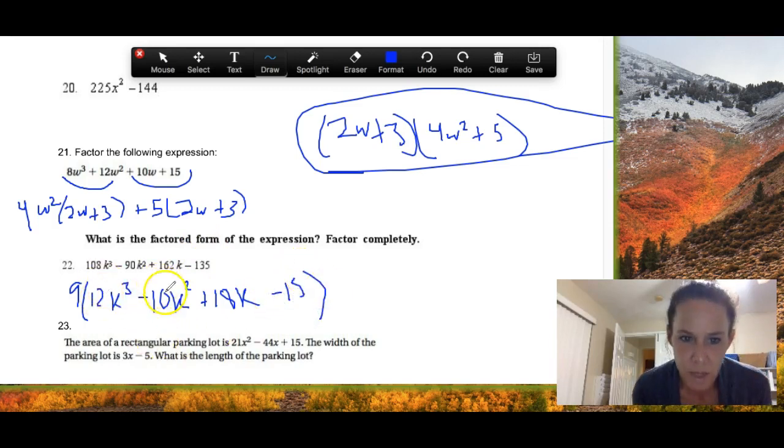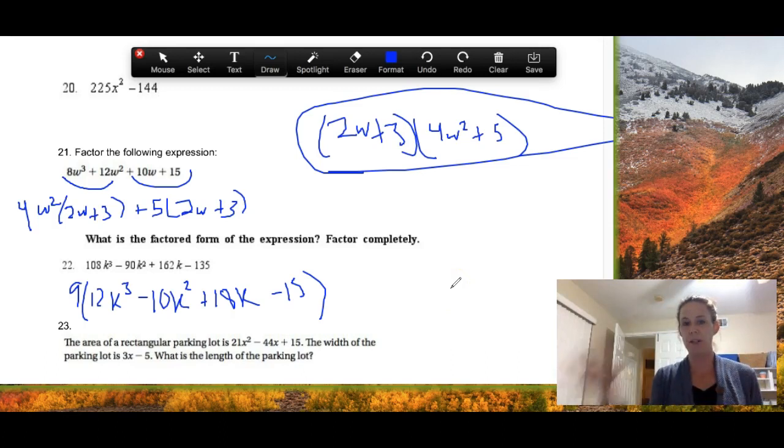Okay, do these have anything else in common? Well, 12, 10, and 18 are even, so I could pull out a 2, but 15 is not even. I can pull another 3 out of 12, but I can't pull it out of 10. And I could pull a 5 out of 10, but not out of 12. So I think we're good. That's it. Just pull that 9 out. So that's the hardest part, factoring out that common factor.